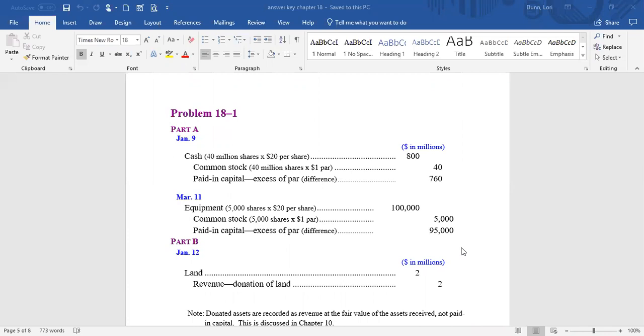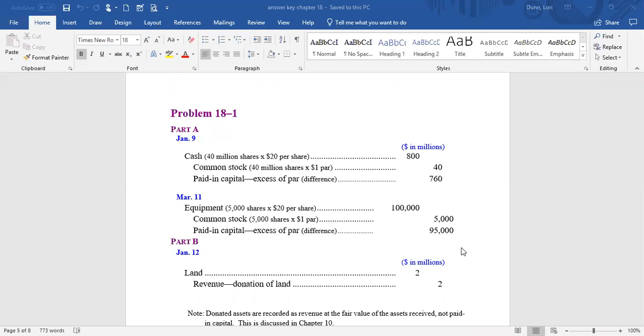The shares were recently traded on a stock exchange at $20 per share. So when we are purchasing a non-cash asset with our stock, we generally use the value of the stock as the purchase price, even if we know the value of the equipment or the land or building or whatever asset we're buying. The reason being is because the fair value of the stock is the most unbiased market value.